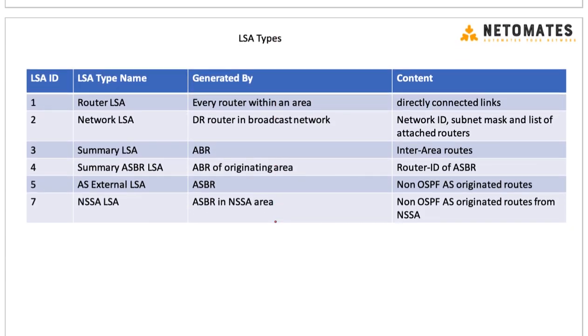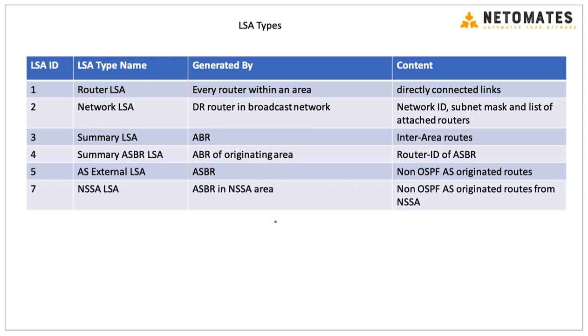So let's see what the different types of link state advertisements are and how they are used in OSPF. The LSA types go from 1 to 11, but we are only discussing a few of them. The others are not widely used. The first, LSA type 1, is the router LSA.